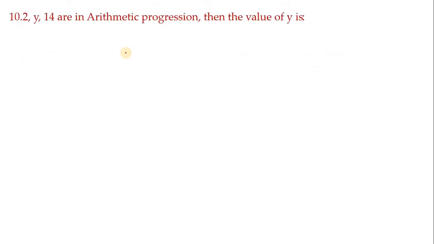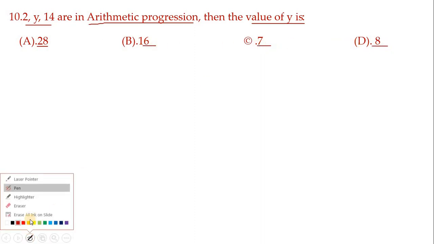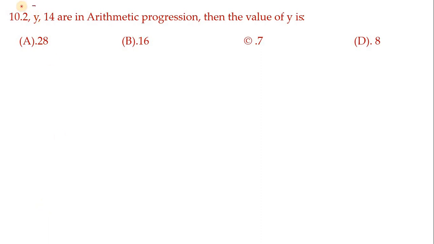Next, let us move on to another one. Here 2, y, 14 are in arithmetic progression. Then the value of y is 28, 16, 7, 8. See, these are the given terms. And they said these are in arithmetic progression. So first consider those terms. Now how to find the y value? You can use your trick also here, as I said in the model question paper. So the same kind of problem it is.